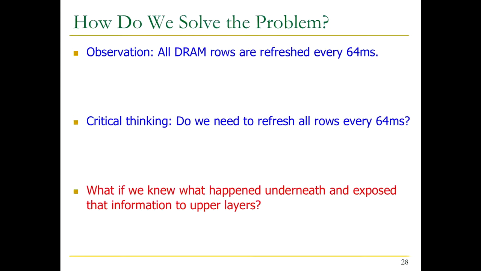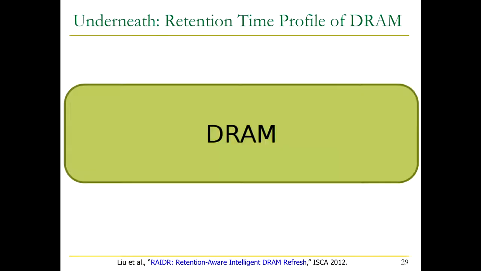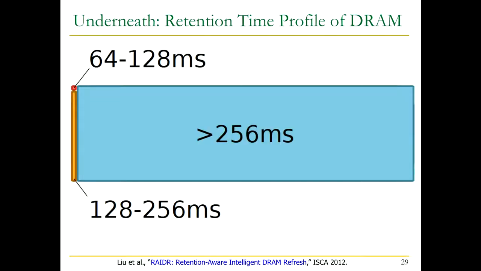But I'll give you one other solution, by knowing what's underneath. So I've given you a lot of potential solutions. What if we knew what happened underneath and exposed that information to the upper layers? So let's look at the underneath. This is DRAM, 2 to the 60 bytes. And you go and measure every single row in DRAM and figure out how long it can retain data. What do you think this DRAM would look like? It turns out it looks like this. Basically, most of DRAM, an overwhelming majority of the rows, are okay with being refreshed every 256 milliseconds, not 64 milliseconds.